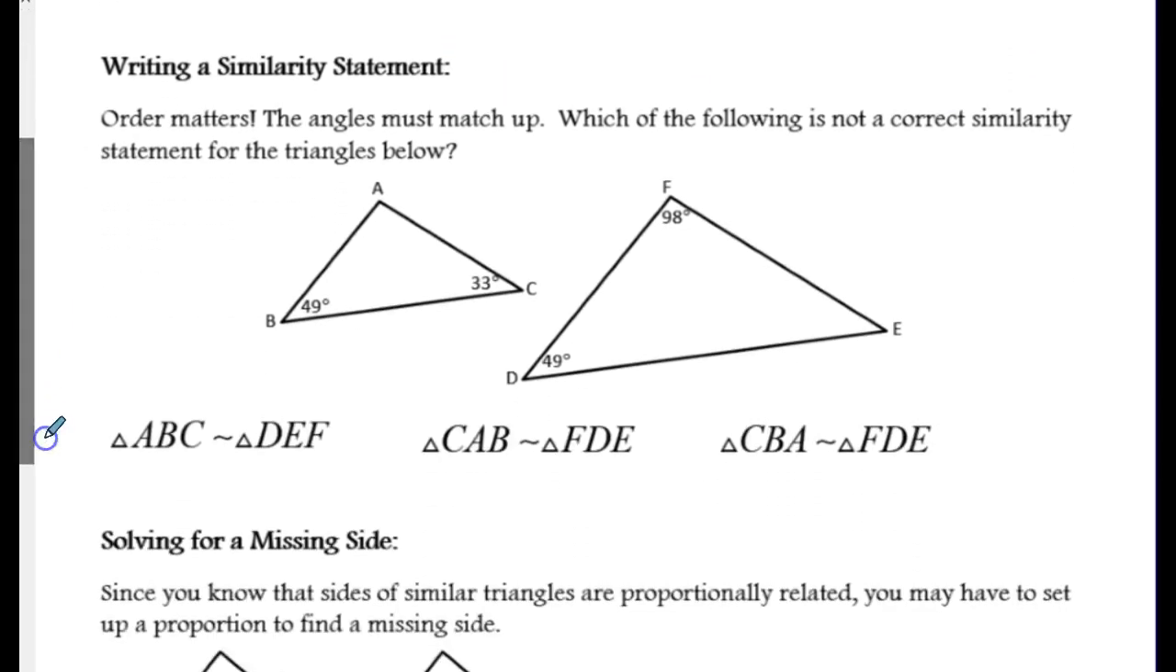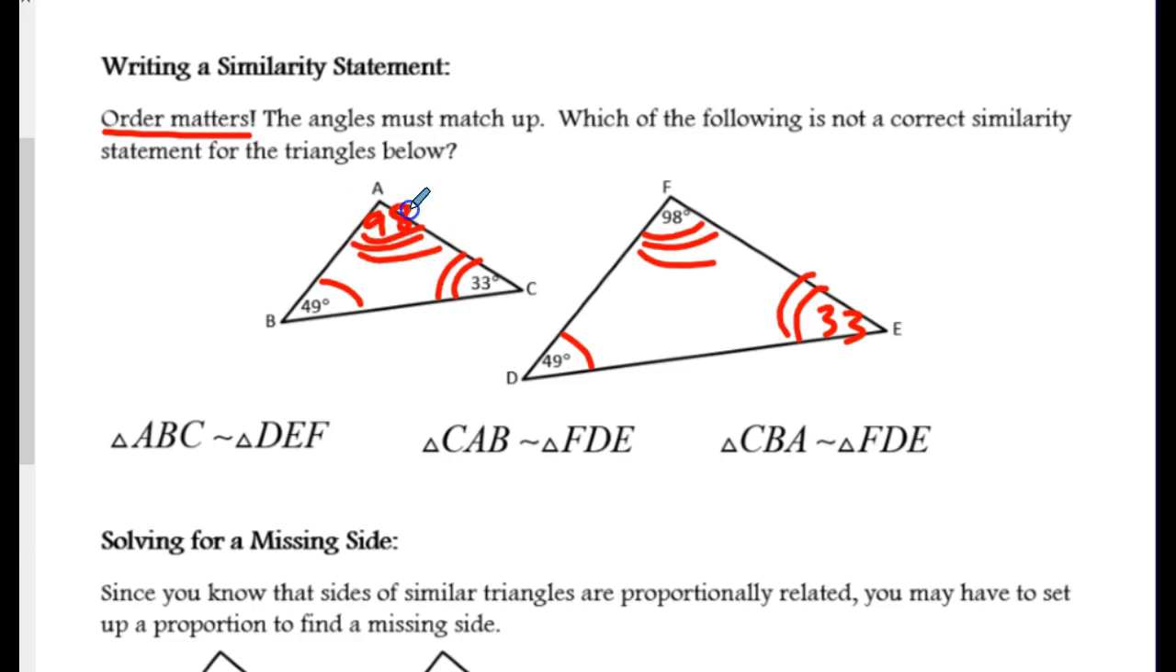We're writing similarity statements. Now check this out. Like we've said all week, order matters, okay? So the angles must match up. Which of the following is not a correct similarity statement for the triangles below? So notice, these are similar triangles. B and D are corresponding. C and E would be corresponding, so this should be 33. F and A should be corresponding, so this should be 98.